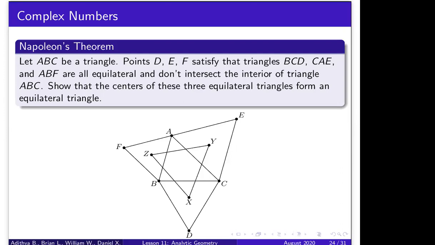Does everyone have the statement of the theorem as well as the labeling of the points, which is important? Does anyone need more time? Yep, the inner Napoleon triangle will be a homework problem. Yeah, it is, just some extra practice. Okay, I guess we can move on to the calculation.